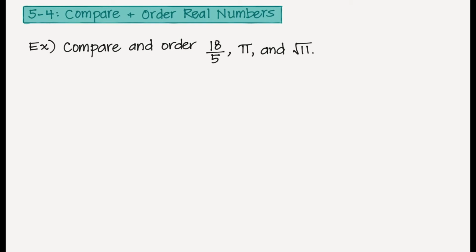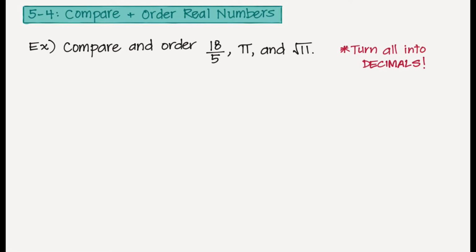Hello class, this is lesson 5-4 titled Compare and Order Real Numbers. If we were asked to compare and order 18/5, pi, and radical 11, the easiest way to do this is to turn them all into decimals, and then you can compare the decimals.